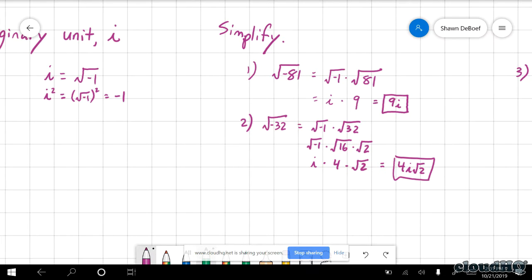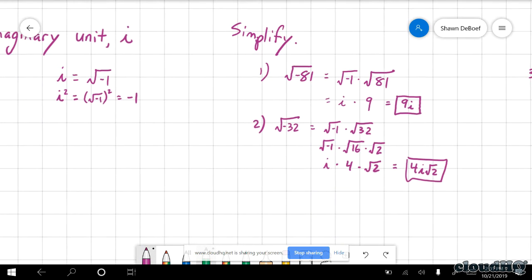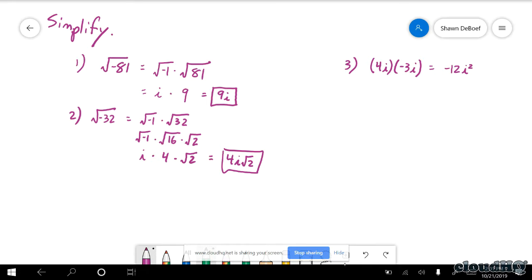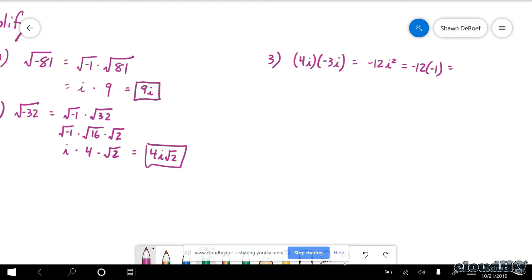I'm going to add to those notes a little bit further where I have i and i squared. We'll continue that. But let me come back to this problem because now we can finish it. -12 times i squared is actually -12 times -1, since i squared is -1. So we get our final answer, +12.